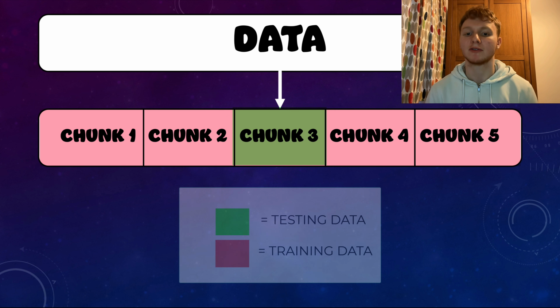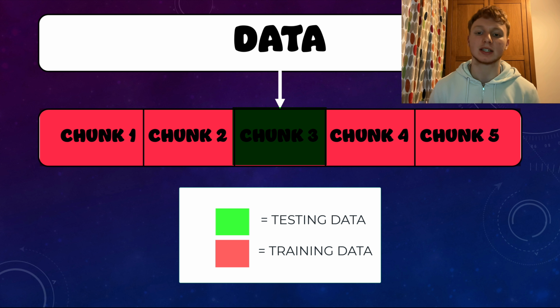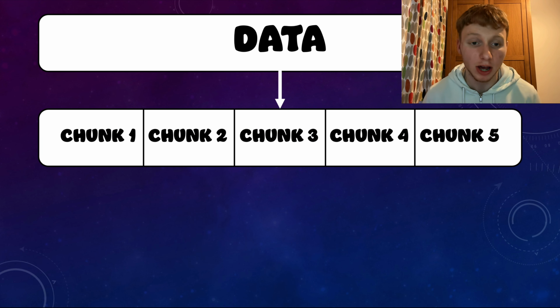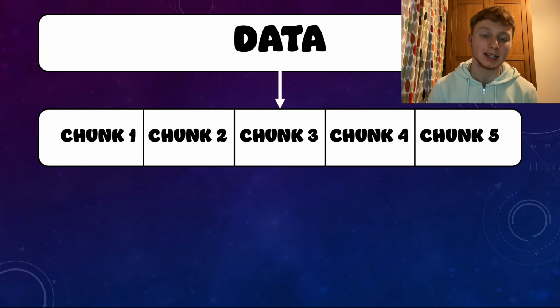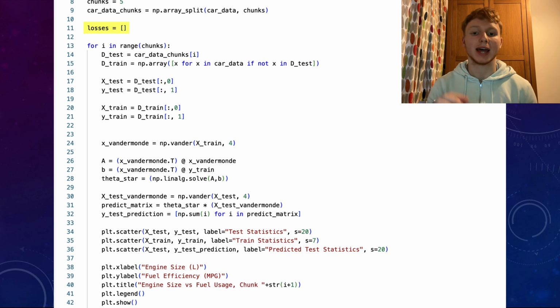We always want to have more training data, so in this example, 80% of all of our data will be training and only 20% will be testing. This is why this is used in machine learning more than, say, statistics, because we should have so much data in machine learning that even 20% of the data is still a lot. After that, we create an empty list called losses. This is where we will store the loss from each fold, and then at the end, we average them together to see the overall performance of the model.